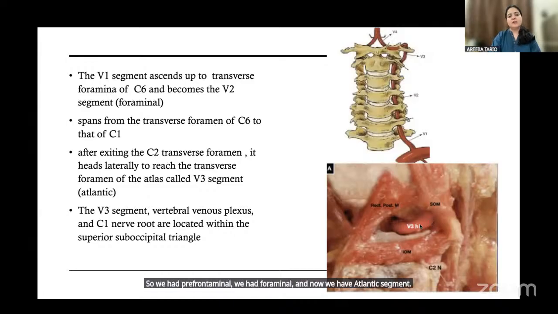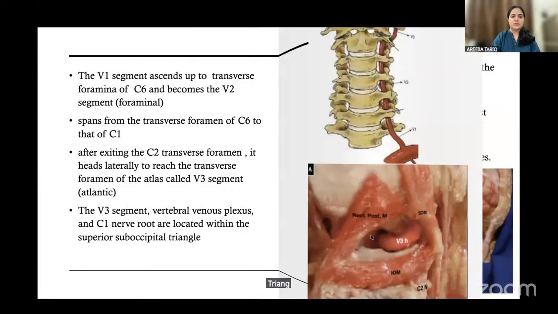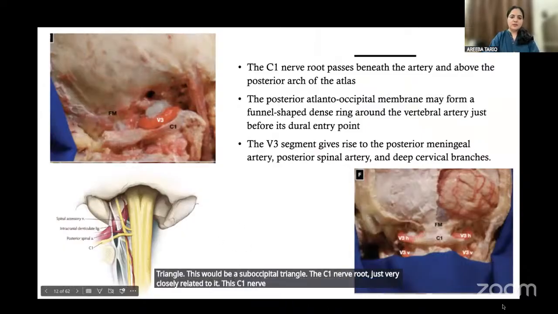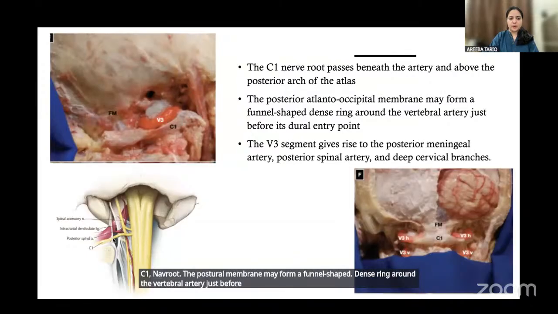And this V3 segment, vertebral venous plexus and C1 nerve roots are located within the superior suboccipital triangle. The C1 nerve root is very closely related to it. This C1 nerve root passes beneath the artery and above the posterior arch of atlas, as we can see in this diagram. This is the vertebral artery, and we can see C1 nerve root. The posterior atlanto-occipital membrane may form a funnel-shaped dense ring around the vertebral artery just before its dural entry point, and this is a point where it becomes intradural.